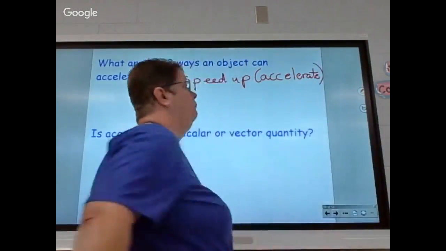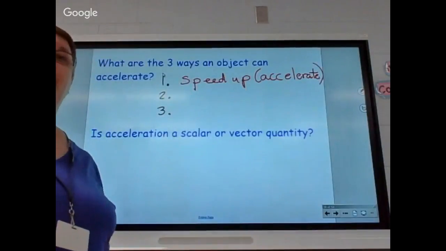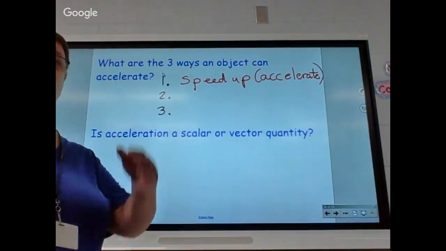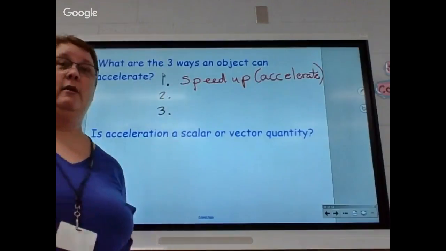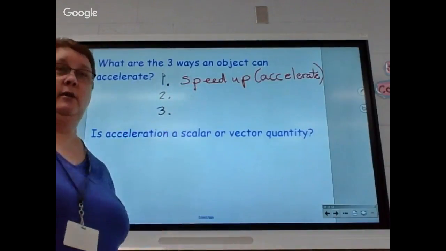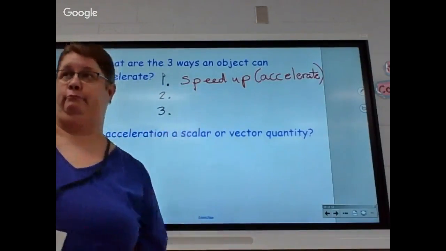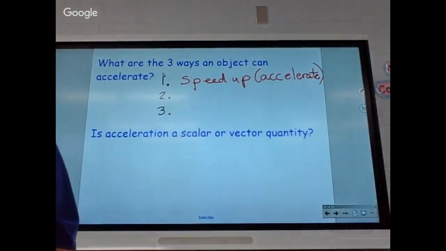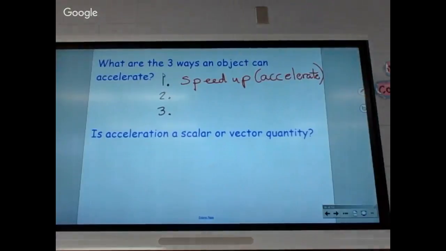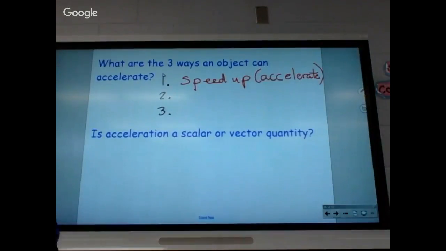Slope. Going down the hill. Okay. So if we go down a hill, what generally happens? We go faster, right? That's covered in number one. What else can we do?